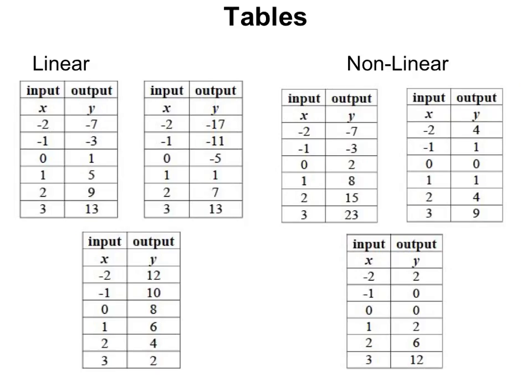In tables, we're going to do the same thing. We want to look for those jumps. So we're going to look at the output values. Those output values are your y values. Another word for that is your range. What do we call the x values? We call them the domain.